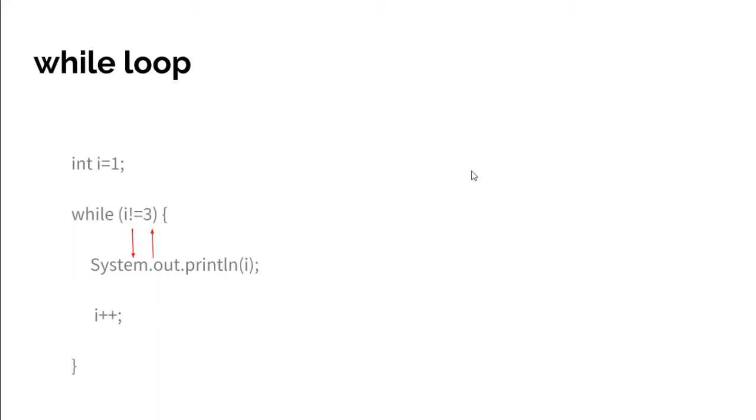Now i became 3. 3 not equal to 3. Condition is false. Compiler simply breaks this loop and moves forward. And this is the output of this program. Simply 1 and 2. In the next video of Java series, we will see do while loop.